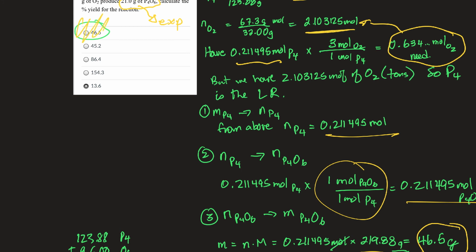Yeah, not that answer. Where did I get 46.5 from? Oh, that's how many grams got produced. No, my percent yield is that one, 45.2.